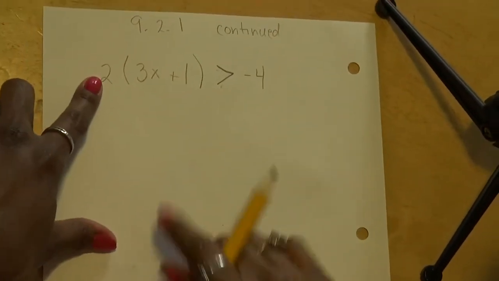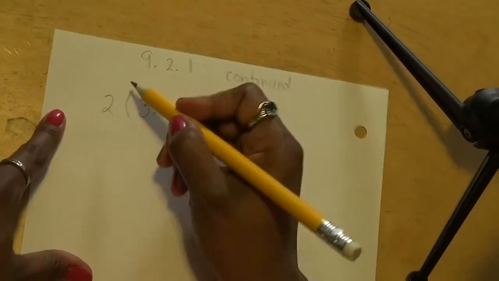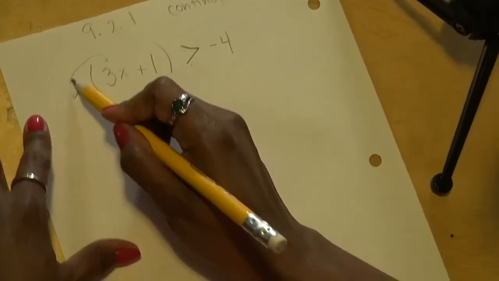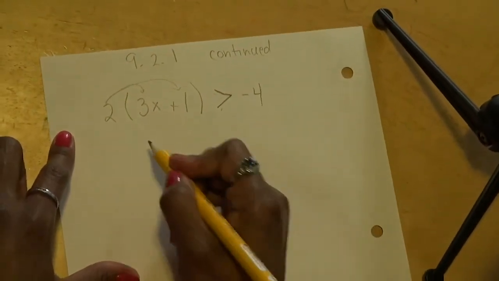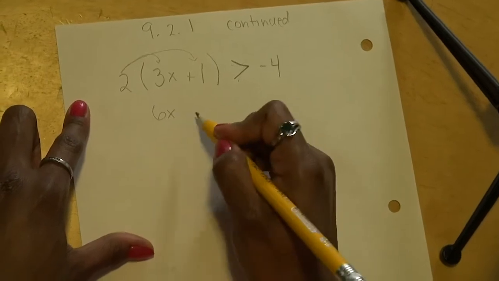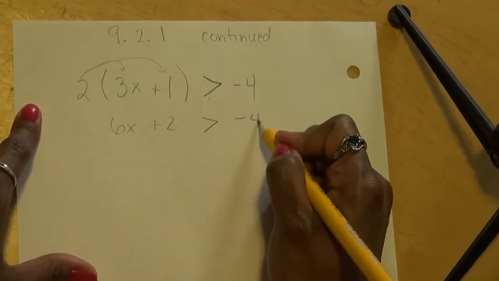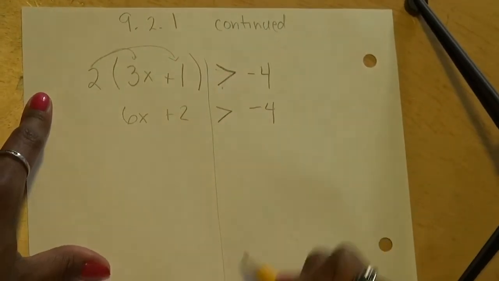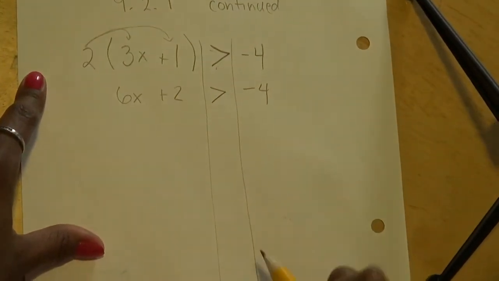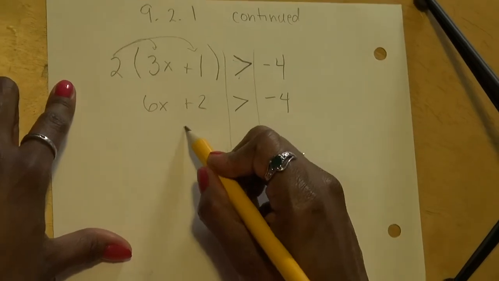So we have this problem: 2 times parentheses 3x plus 1 parentheses greater than -4. So the first thing I want you to do is follow your order of operations, and we will multiply everything in the parentheses by 2. So we distribute 2 to the 3x and the 1. We get 6x plus 2 greater than -4.